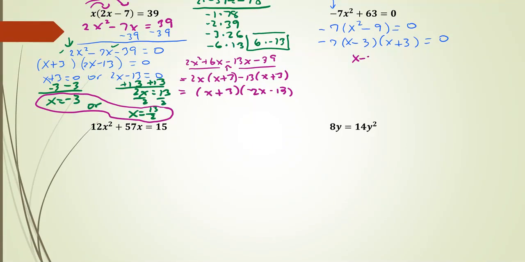So this is going to give me x minus 3 equals 0 or x plus 3 equals 0. And if I add 3 to both sides, that gives me one solution as x equal to 3. Subtracting 3 gives me x equals negative 3. So these would be the 2 solutions right here.